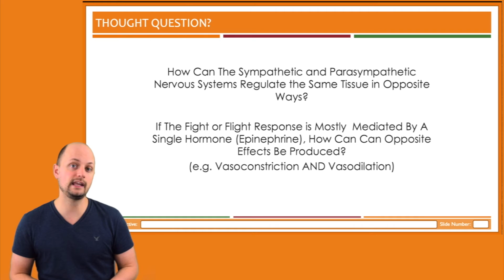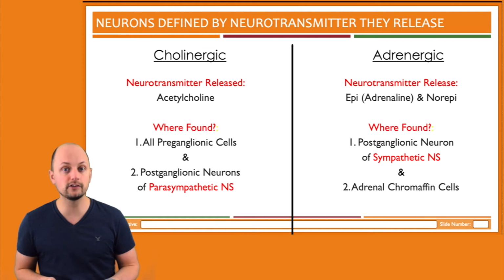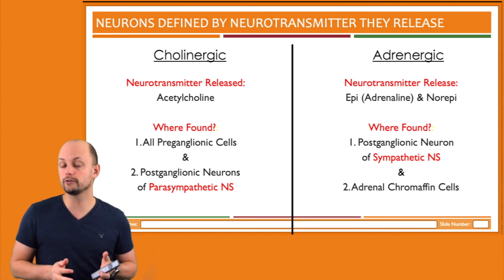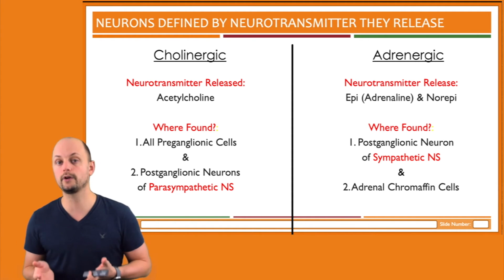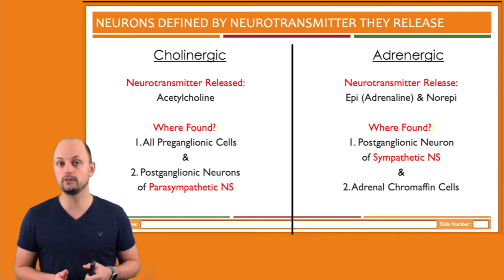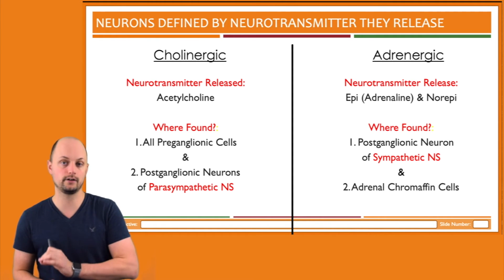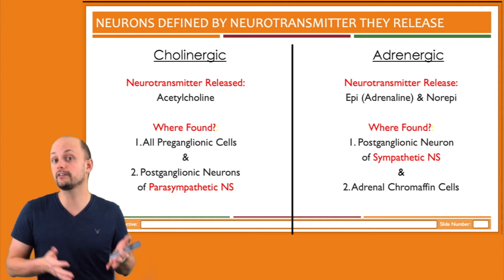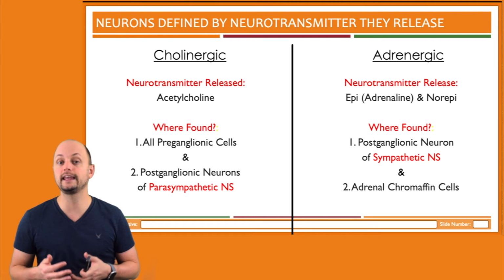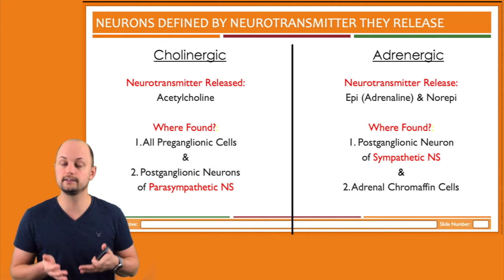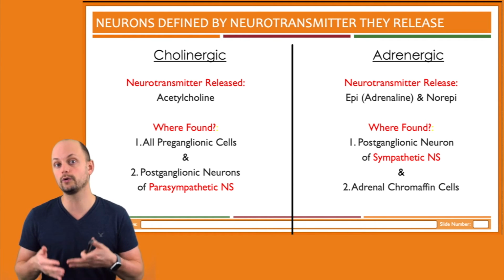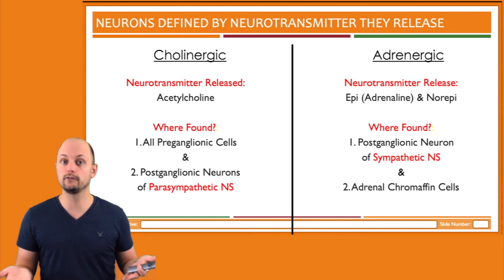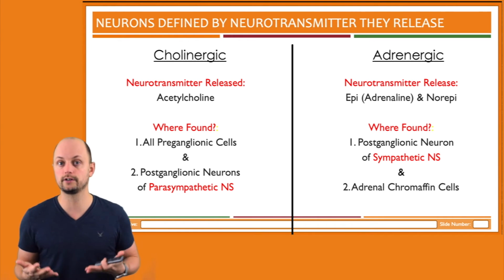So neurons can be named based upon the neurotransmitter that they release. Neurons that release the neurotransmitter acetylcholine from their axon terminals are referred to as cholinergic neurons. We've already talked about cholinergic neurons back in our skeletal muscle unit because the alpha motor neuron releases acetylcholine onto the motor end plate. That means that alpha motor neurons are cholinergic neurons.